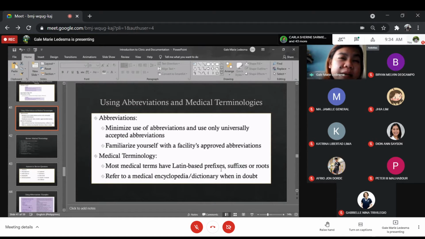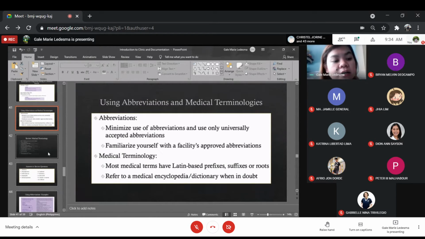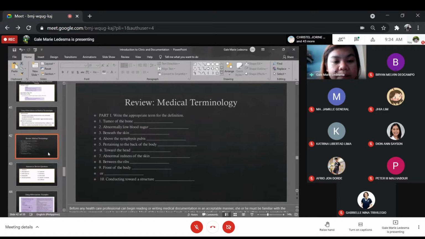Siguro kung sa mga diagnosis lang, kung tama gid siya ka unfamiliar sa inyo, then you can look up into a dictionary, or any other words na medyo wala niyo pa na-encounter. So, refer lang kamo. So, for example, this is a review only, medical terminology.